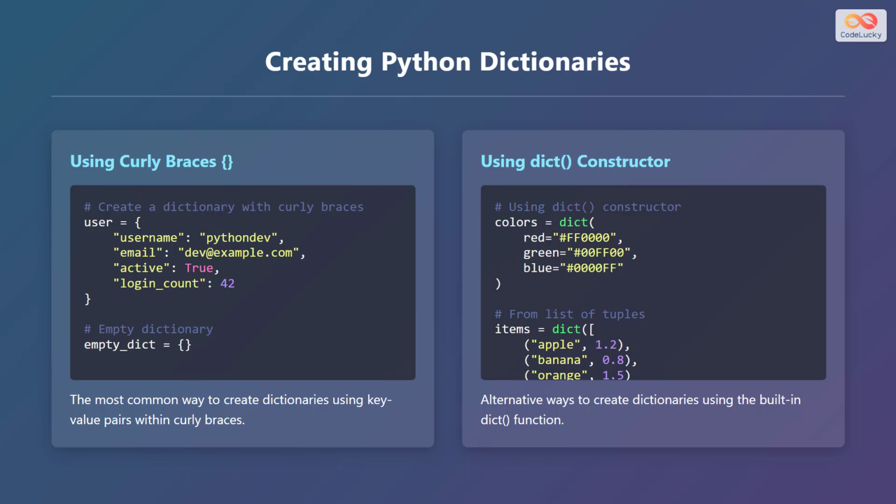The second way is by using the dict constructor. This involves calling the dict function and passing key-value pairs as arguments. You can also create dictionaries from a list of tuples, where each tuple contains a key-value pair.